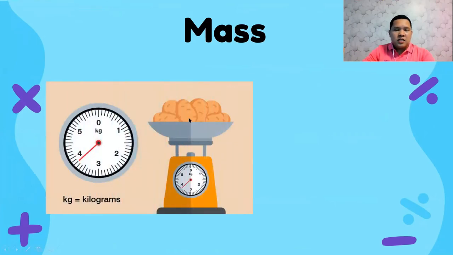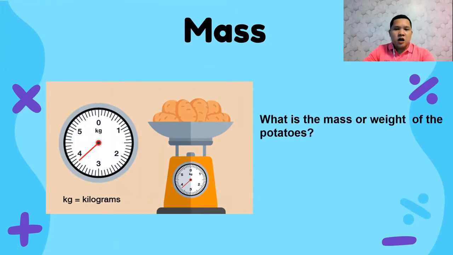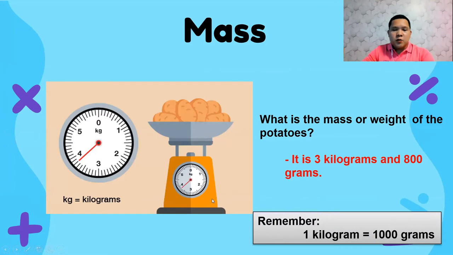Another example, these are potatoes. What is the mass or weight of the potatoes? Let's count: 0, 1, 2, 3, and then is it 4? It is 3 kilograms only. It did not reach 4. So it is 3 kilograms and 800 grams. Please remember that 1 kilogram equals 1,000 grams.